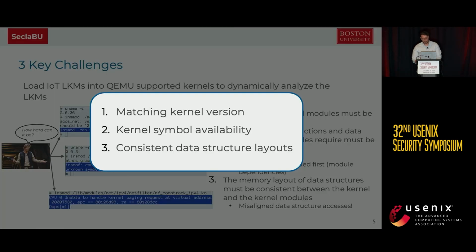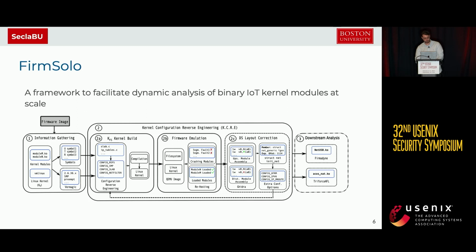So in summary, what do we need? We need to match the version between the kernel and the kernel modules. We need to make sure that the symbols used by the kernel modules are available to them. And we need to make sure that the layout of data structures that are common between the kernel and the kernel modules is consistent. So our framework, FirmSolo, is designed exactly to address these key challenges and expose the IoT kernel modules to dynamic analysis at scale.